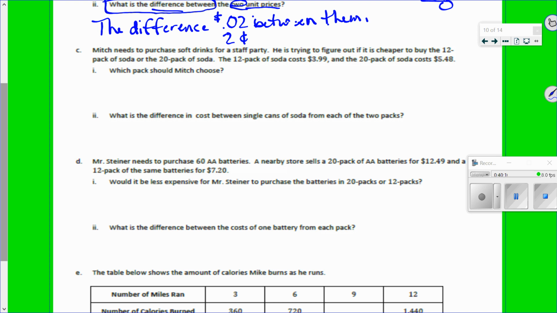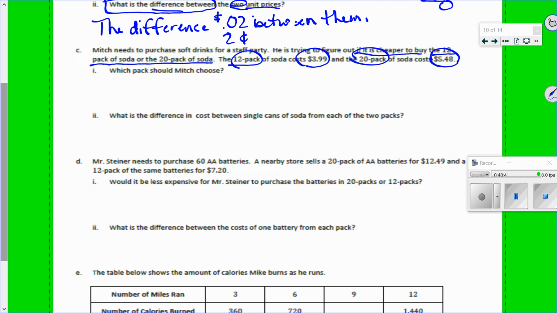Mitch needs to purchase soft drinks for a staff party. He is trying to figure out if it is cheaper to buy the 12-pack of soda or the 20-pack of soda. The 12-pack of soda costs $3.99 and the 20-pack of soda costs $5.48. Which pack should Mitch choose? What am I going to do?